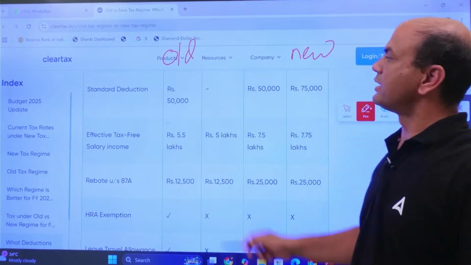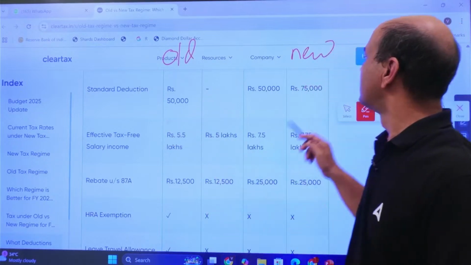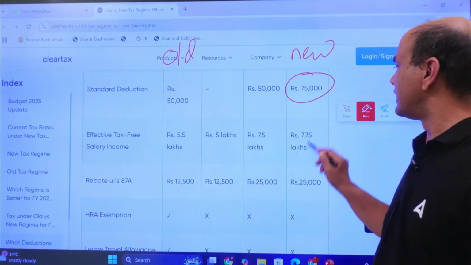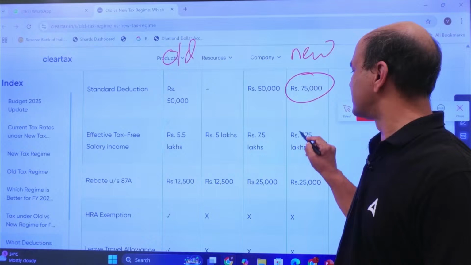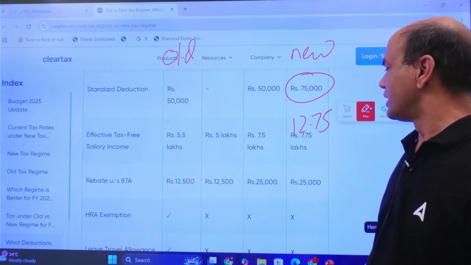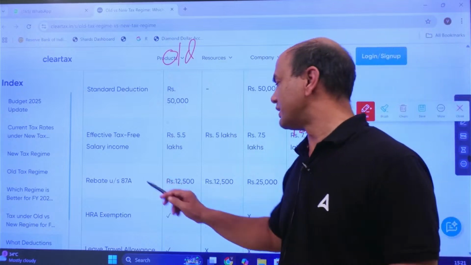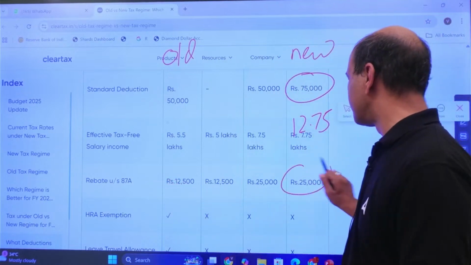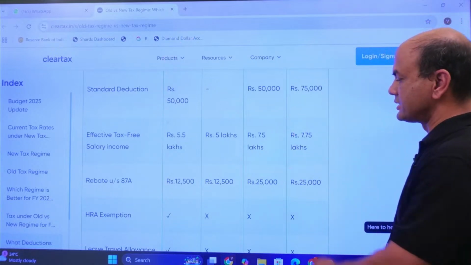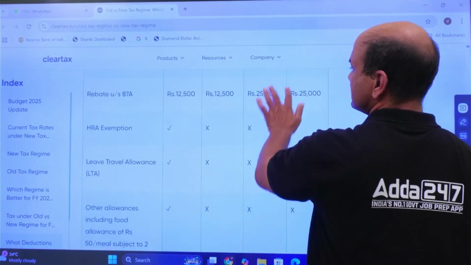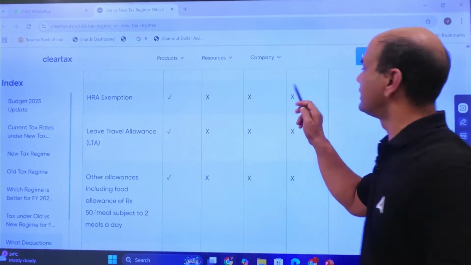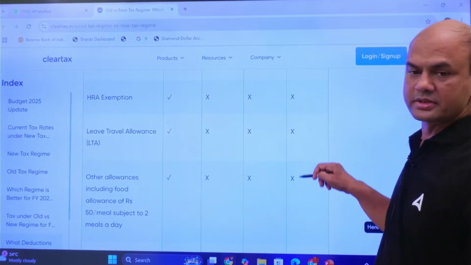Look at this. Standard deduction earlier was 50,000. New it is 75,000. So net you get additional 75,000. This is 12 now, 12.75. Section 87A rebate, so 25,000. So this is one. The next, now look at the exemptions. HRA exemption is not there in the new tax regime. See here, this is the new tax regime.